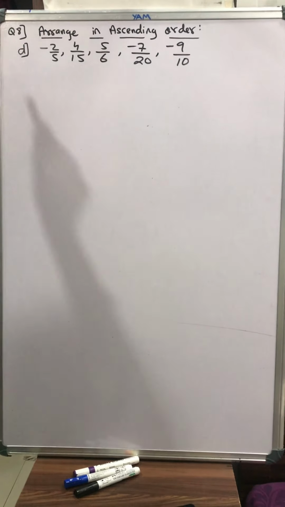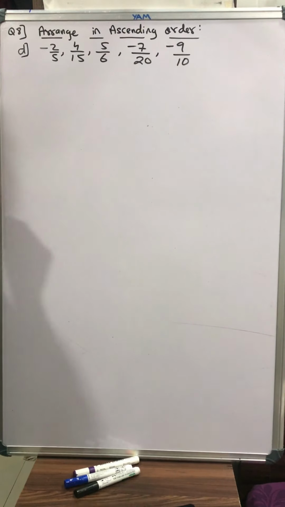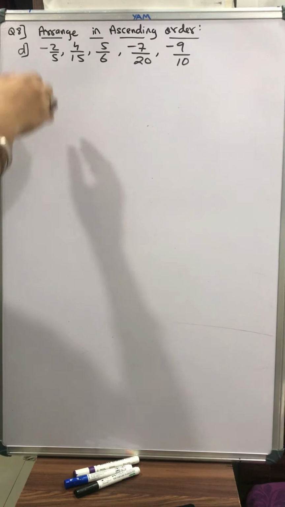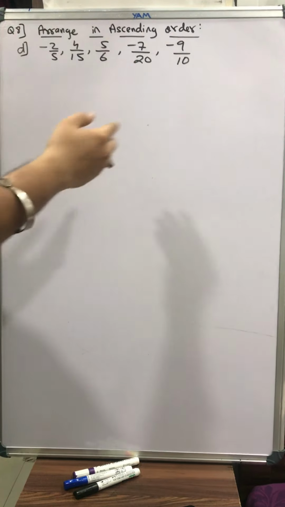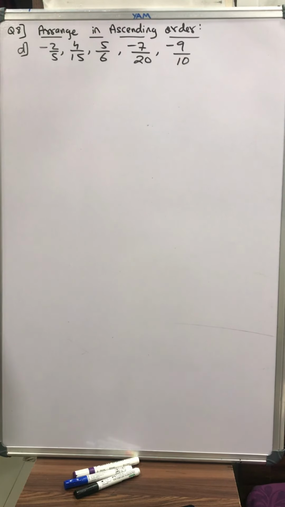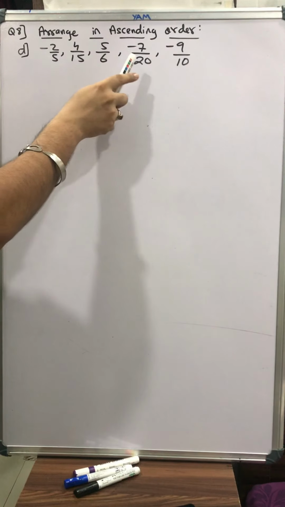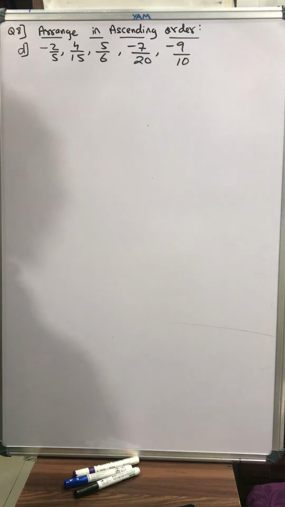Now question number 8, arrange in ascending order. Ascending order means from smallest to largest. First we'll write the smallest and we'll write in increasing order. Sub question D is on the board. Minus 2 upon 5, 4 upon 15, 5 upon 6, minus 7 upon 20, minus 9 upon 10.